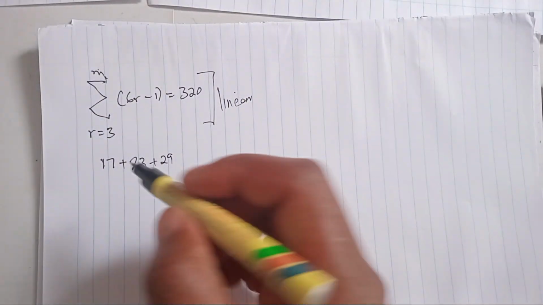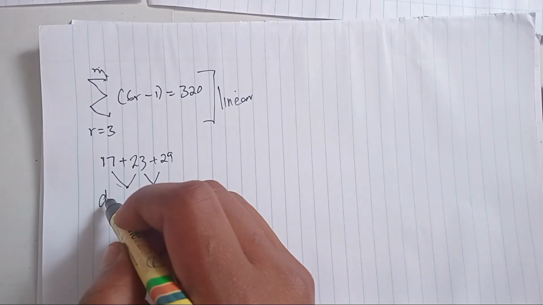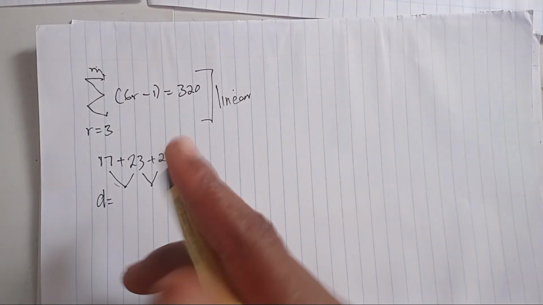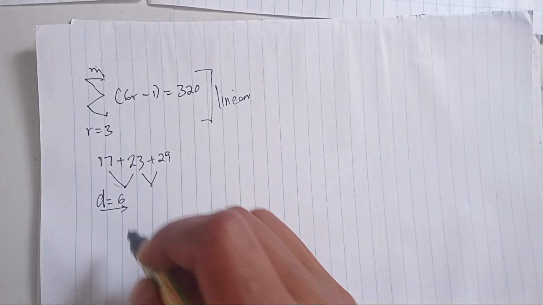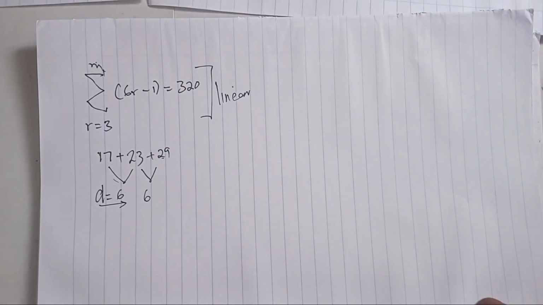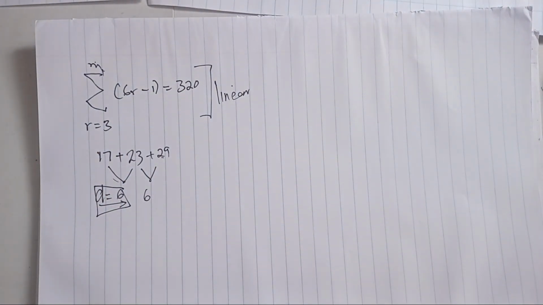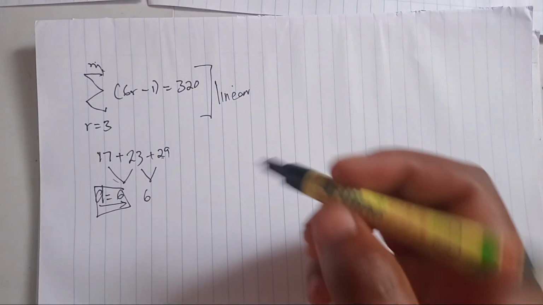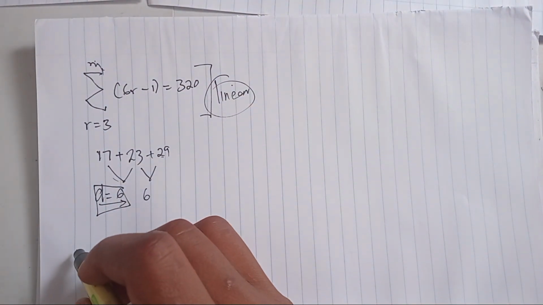So now we are looking for d, since it's linear. This one, 23 minus 17 is 6. So our difference is going to be 6, since 29 minus 23 is 6. So our difference is going to be equivalent to 6. So in this case, it means that we know that this one is linear, now we have to go to the next step.